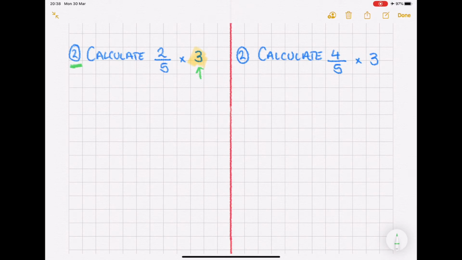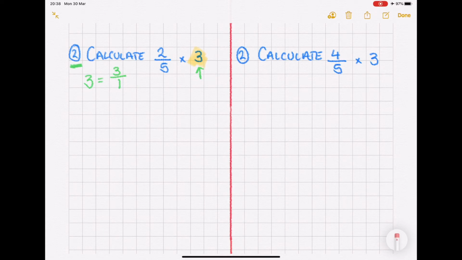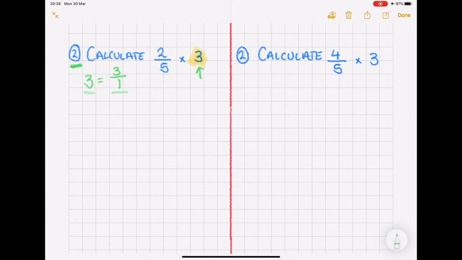Well, any whole number is the same as itself over 1. So 3 is the same as 3 over 1. 4 would be the same as 4 over 1. And 5 would be the same as 5 over 1, etc. Okay? So let's just look at that. So if we know that 3 is the same as 3 over 1, we can rewrite this whole sum here. So let's rewrite that as 2 over 5 multiplied by 3 over 1.